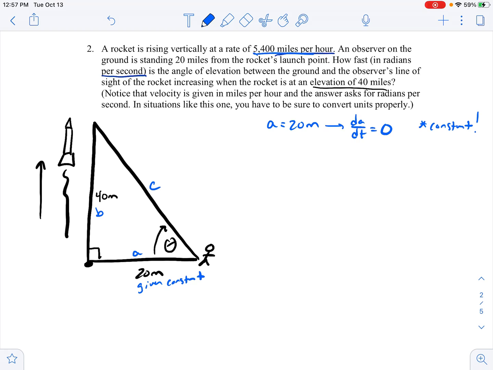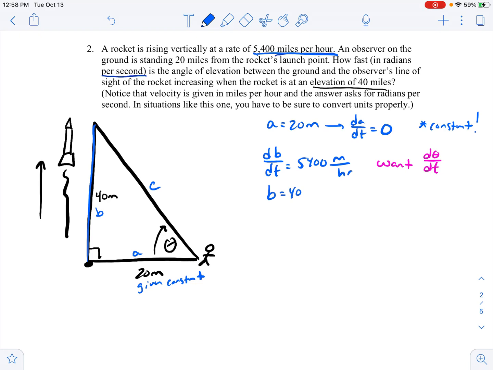The rocket is rising vertically at 5,400 miles per hour. That's the rate of change of side B. So the value of dB over dt is 5,400 miles per hour. How fast in radians per second? So we are looking for, again, the rate of change of angle theta. We'll call that d theta dt, when the rocket is at an elevation of 40, so when B itself is 40.